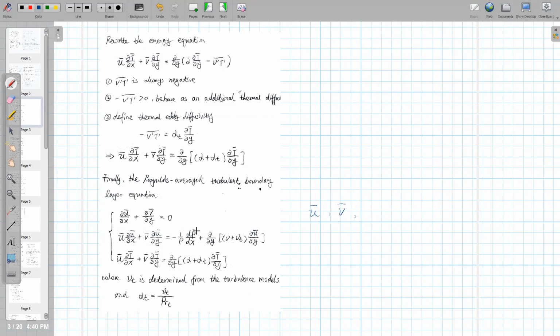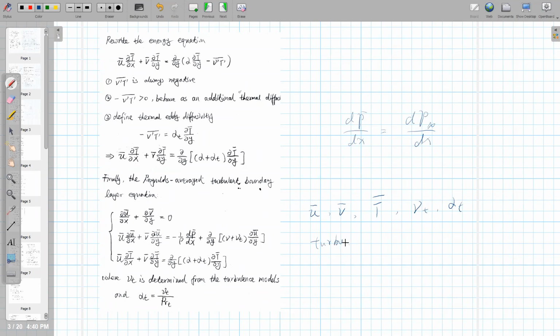The pressure is usually equal to the free stream pressure, so we usually consider dp/dx equal to dp∞/dx. That means we consider the pressure gradient already known, and we do not know the temperature, and we do not know mu_t and alpha_t. So we have these 5 unknowns but only 3 equations. That's why we need additional turbulence modeling.